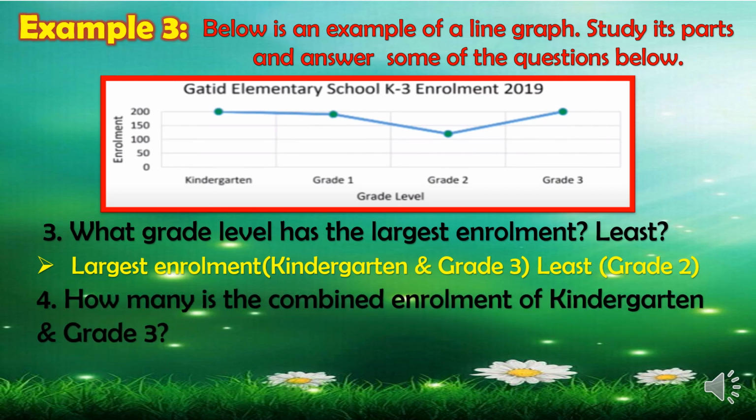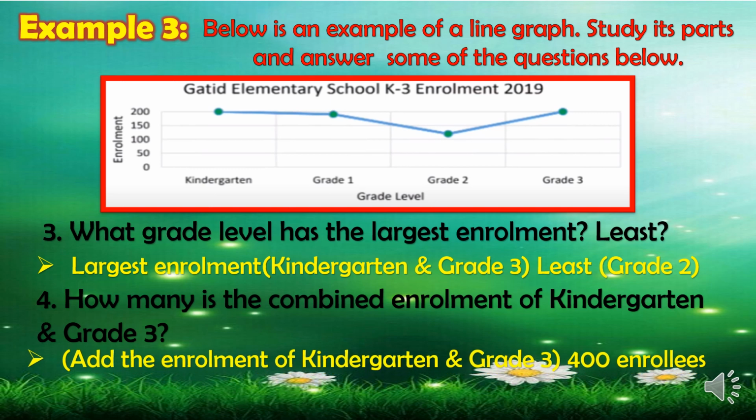And number 4 question. How many is the combined enrollment of kindergarten and grade 3? To get the combined enrollment of kindergarten and grade 3, add the enrollment of kindergarten and grade 3. So 200 plus 200, you will get a total of 400 enrollees.